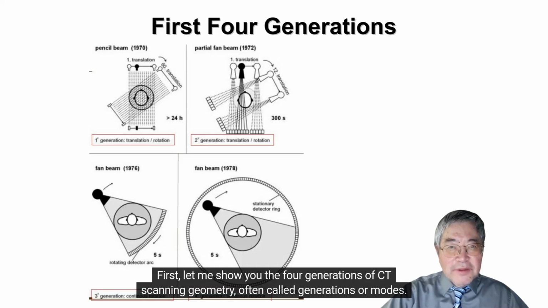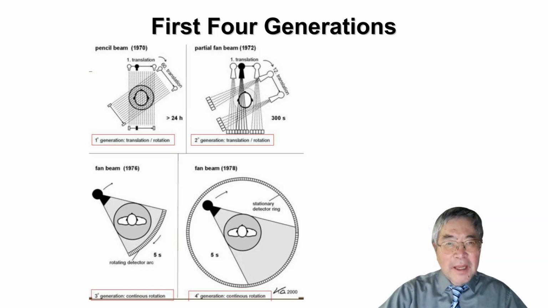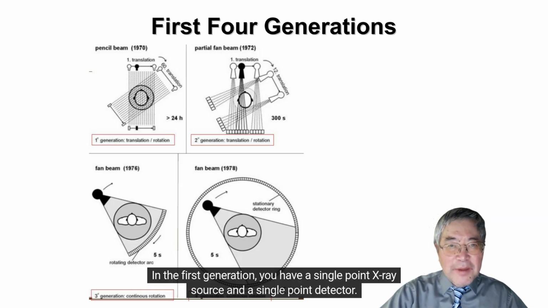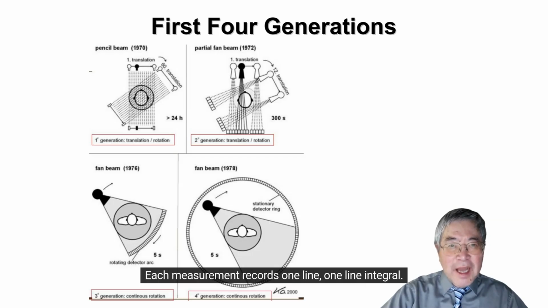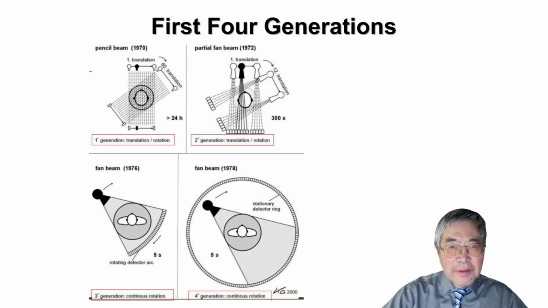First, let me show you the 4 generations of CT scanning geometry, often called generations or modes. This basically refers to how you systematically collect X-ray projection data. In the first generation, you have a single-point X-ray source and a single-point detector. Each measurement records one line integral. The setup moves by translation, producing one parallel beam projection in one direction.